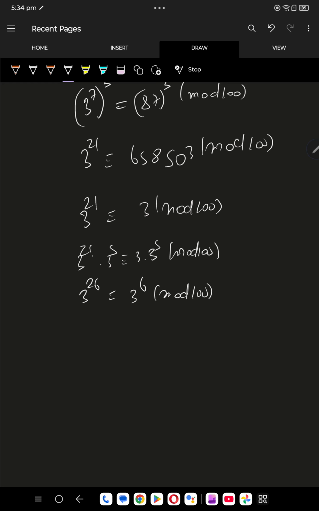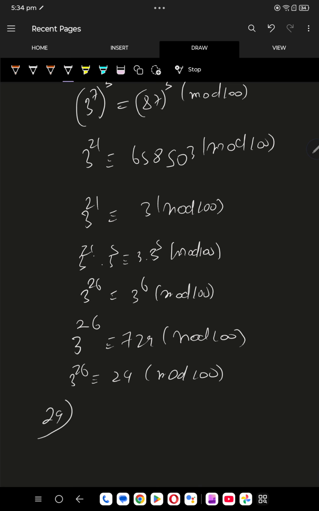3 power 6 is what? 729. 3 power 26 is congruent to 729 mod 100. 3 power 26 is congruent to 29 mod 100. 29 is the remainder. In an exponential case, take that part separately, start with a lower number and bring it up to that number. Okay, that's it.